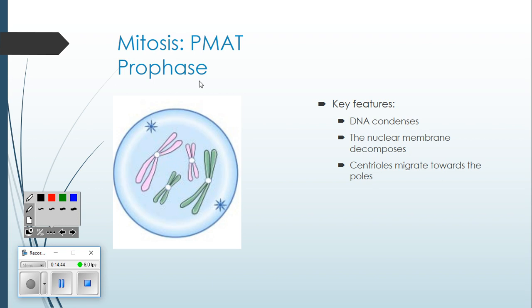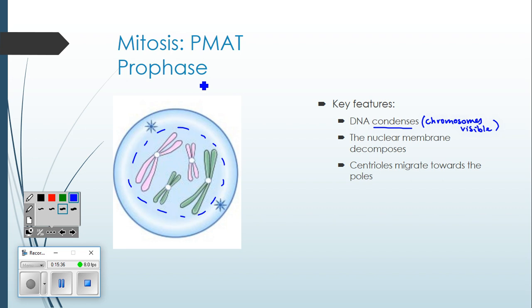The first of the key features is that DNA condenses. In other words, chromosomes are visible. So instead of the jumbly mass of chromatin that we saw in interphase, we can distinctly see that there are chromosomes. The second key feature is that the nuclear membrane decomposes. Now this picture is showing it already gone. Some pictures will show you the nuclear membrane as like a dotted line. And it really depends if we're trying to depict the beginning or the end of prophase. If it's the end of prophase, the nuclear membrane is already gone. If it's right at the beginning, you might see it in the process of decomposing.